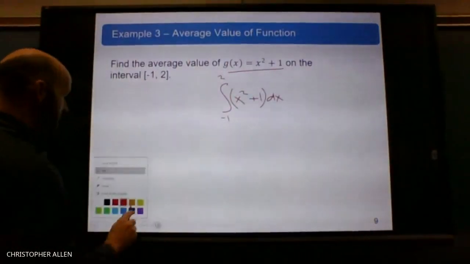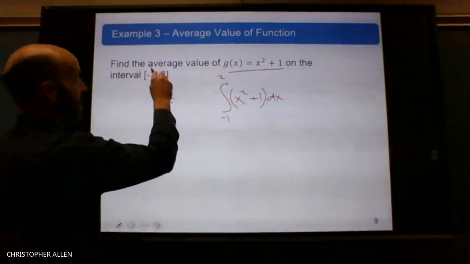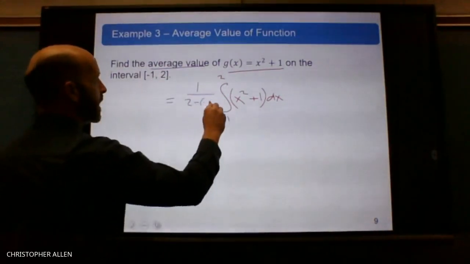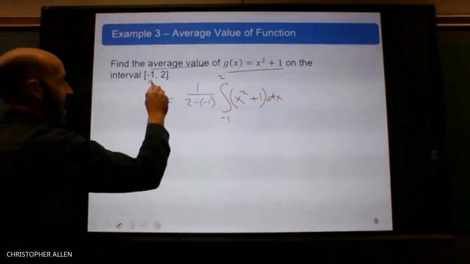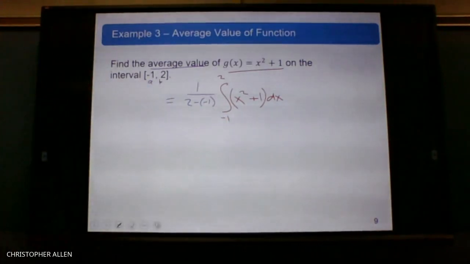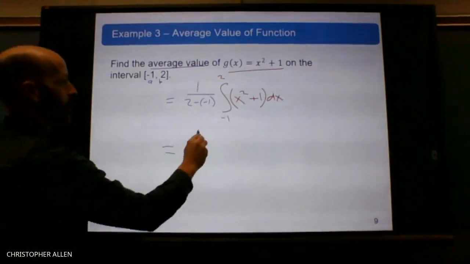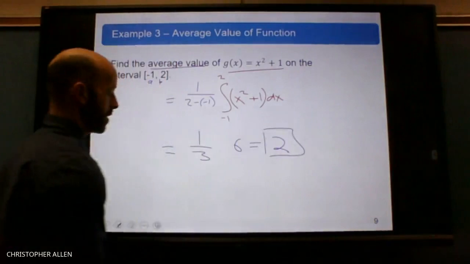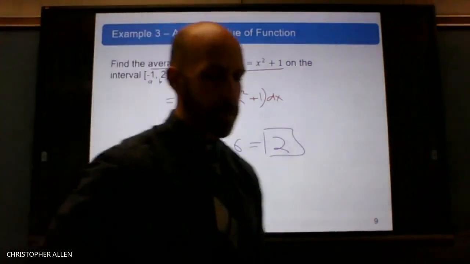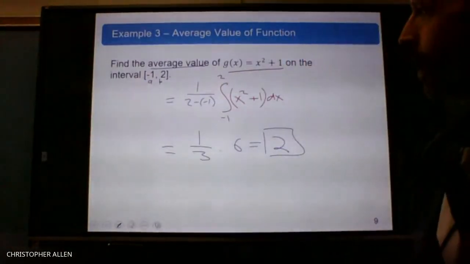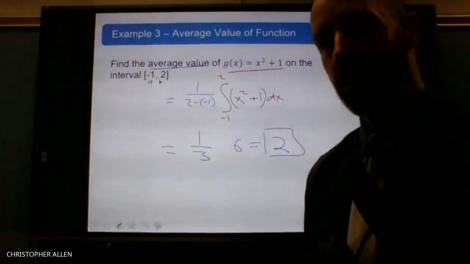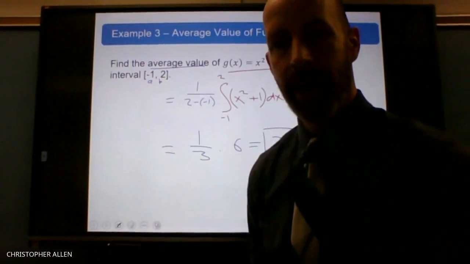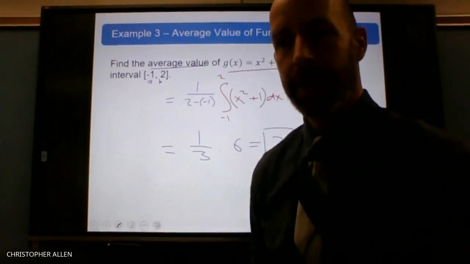Now, the only thing new on this problem, and by the way, this is for the average value, I got to do 1 over 2 minus -1. This is the A, this is the B. So the final answer is just 1 over 3 times 6. So the answer is 2. Now you might say, wait a minute, Mr. Allen. You just told me that this is different than the mean value theorem for integration. It is.